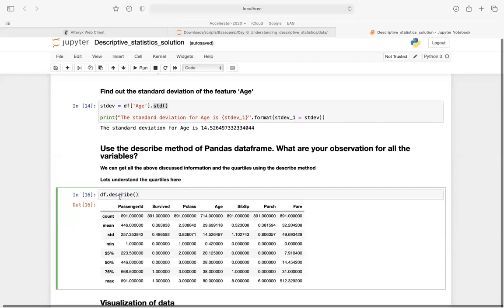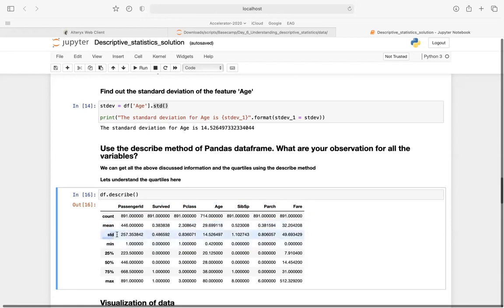So if you see here, when I say dot describe, I only got the columns which are numeric in nature. Whichever object column I had is not considered. So those are my column headers. And if you look row wise, I have a count. These are the non-null counts of the individual columns. Then this is the average, the mean. So average of passenger ID, average of survived, average of PC class, average of age, and so forth.